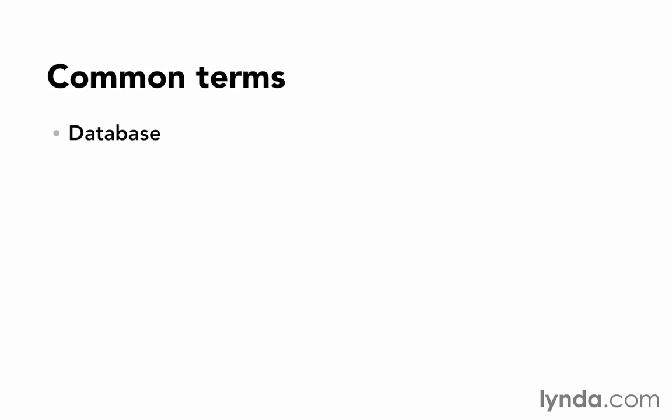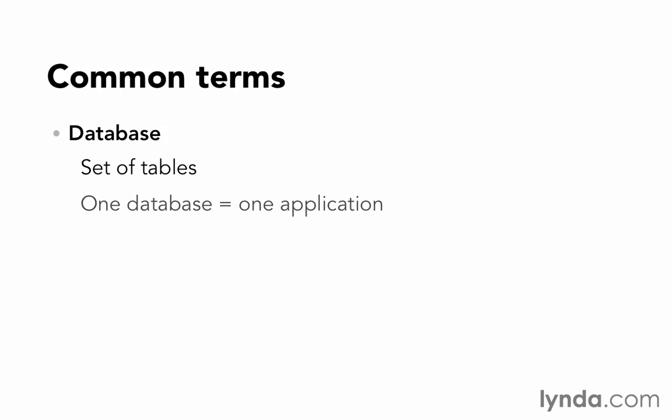First, we have a database, which is simply a set of tables. It's not the same thing as a table. Sometimes people use those words ambiguously. A database is a collection of database tables. And in Rails, one application typically equals one database. It doesn't have to be true, but at the beginner and most basic level, it's always true.